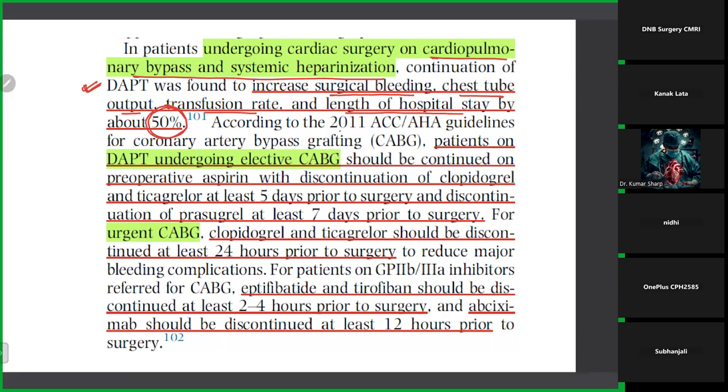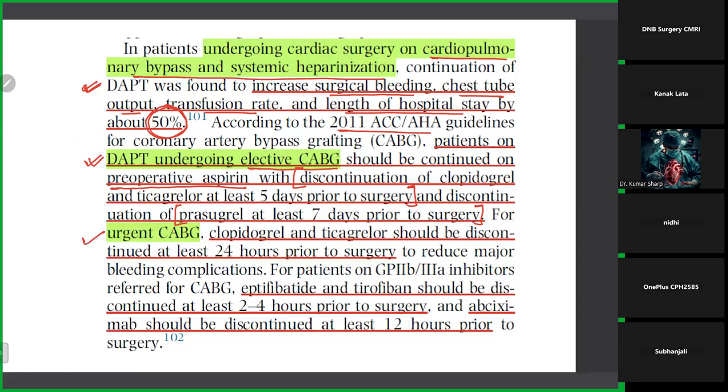According to the 2011 ACC AHA guidelines, patients who are on DAPT and are now going to undergo elective CABG should continue with perioperative aspirin and discontinue clopidogrel and ticagrelor at least 5 days prior to surgery. Discontinue prasugrel at least 7 days prior to surgery. Now, this discontinuation of 5 days and 7 days depends upon the half-life of the drugs and the metabolism that the particular patient is having.